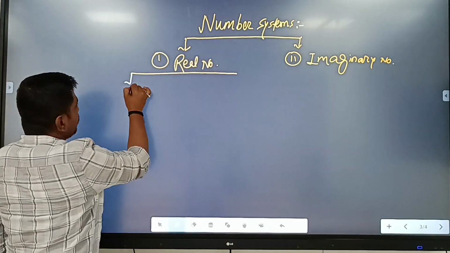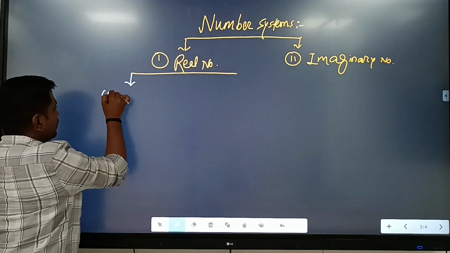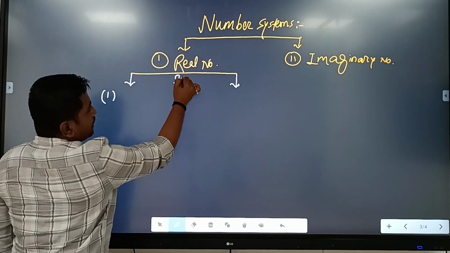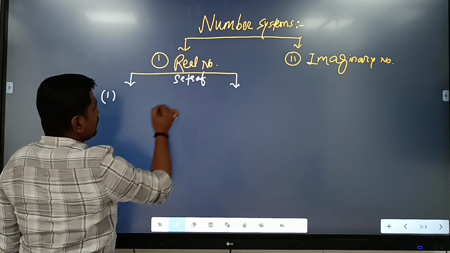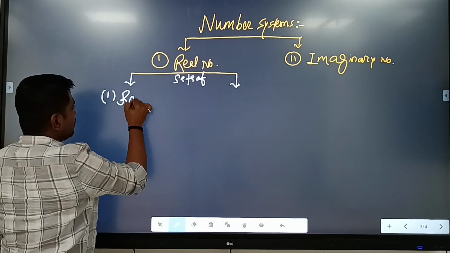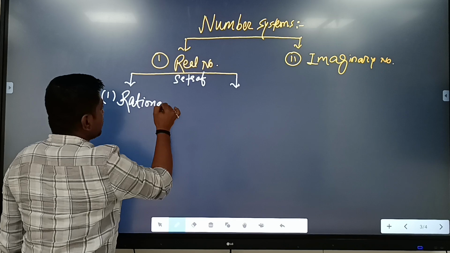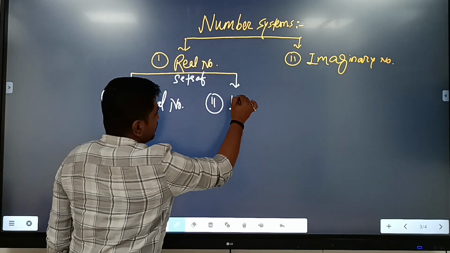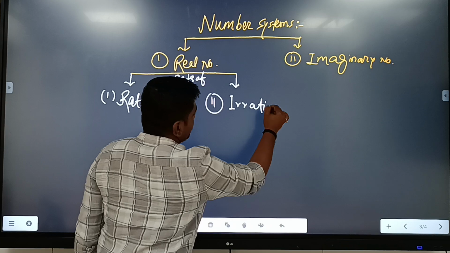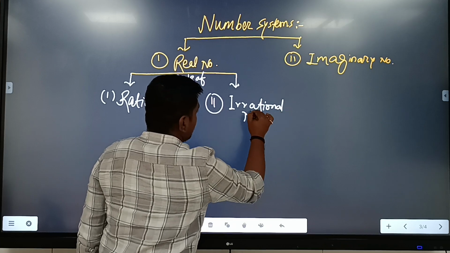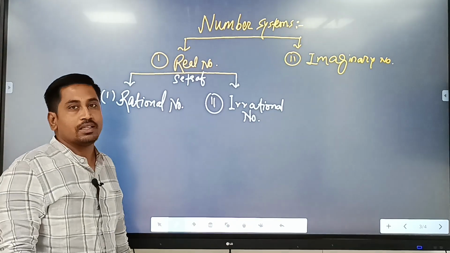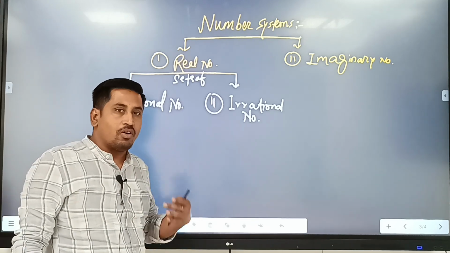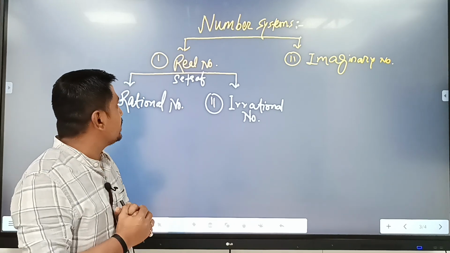So we know real numbers are the sets of rational numbers and irrational numbers. Real numbers are the sets of rational and irrational numbers. All rational are real, all irrational are also real numbers.